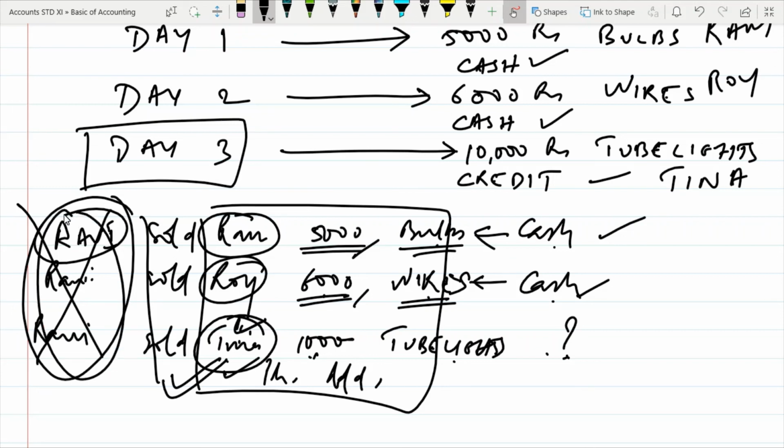As an accountant, we never write the name of our own business. It's not required. It's understood that your business is selling or your business is purchasing, whether it is purchase also. Okay, suppose there was a transaction where you're purchasing, so you don't have to say that Ravi purchased from so and so. It's understood that your business purchased. So in your own books, we do not put our names.